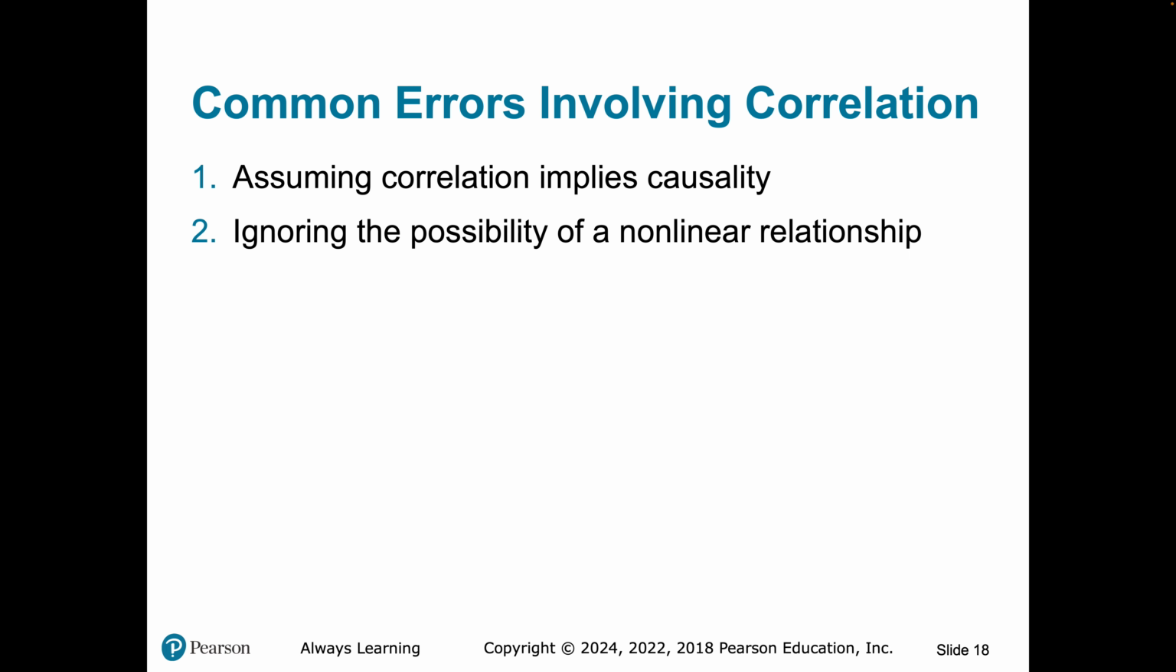So a couple of common errors involving correlation: assuming correlation implies causality. It doesn't. It just examines the strength of the relationship between two quantitative variables. And the other error is not eyeballing the relationship beforehand and making sure that it is truly a linear relationship. And again, that's done by an eyeball test in the simple linear regression world. So don't ignore those. All right.